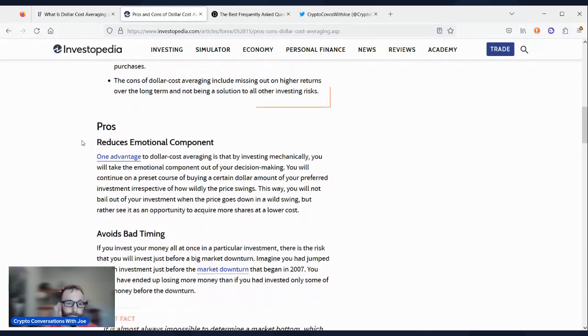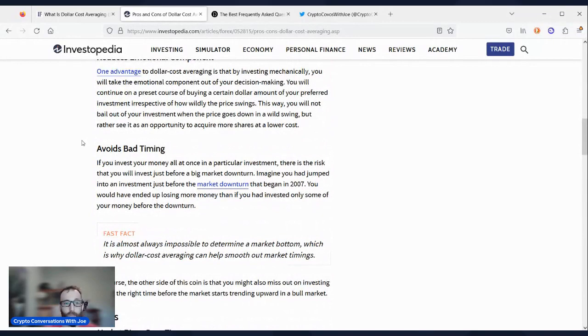It's pretty cool. Avoids bad timing. If you invest all your money at once in a particular investment, there's a risk that you will invest before a big market downturn. Look at everyone who bought Bitcoin at the height of the bull market. $67,000, people were buying into it. And then it crashed down to 18 and they sold out somewhere between 67 and 18. Statistically, most people did, from what I've read.